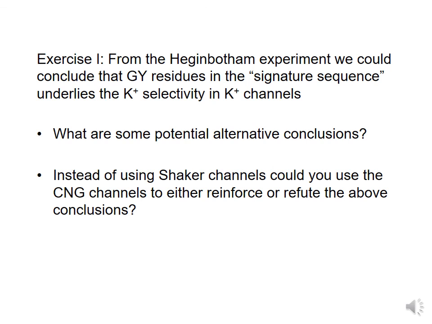So from this experiment, we could conclude that the GY residues in the signature sequence underlie the potassium selectivity in potassium channels. What are some potential alternative conclusions? Instead of using Shaker potassium channels, could you use the CNG channels to either reinforce or refute the above conclusions?